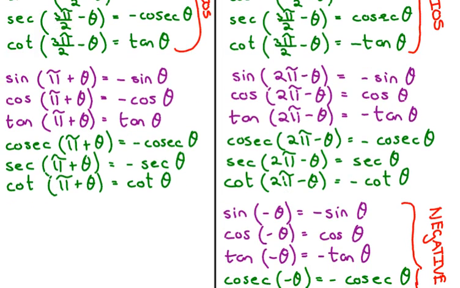Also in this quadrant is our pi plus theta, which previously would have been your 180 plus theta. Bearing in mind again that only tan is positive and also its reciprocal, cot.